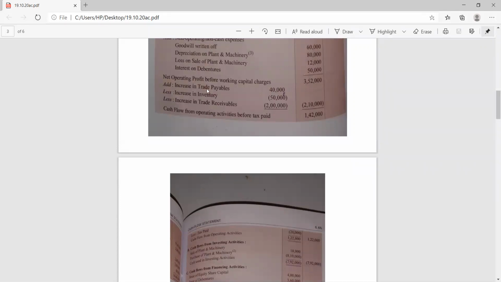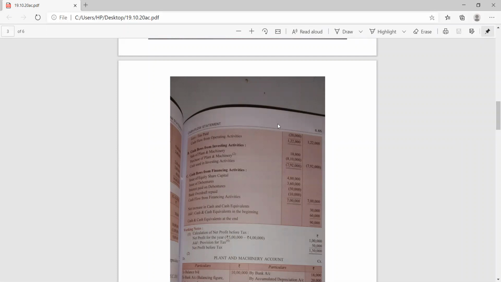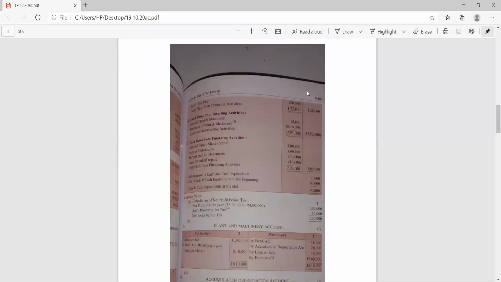After that, increase in trade payables, increase in inventory, whatever working capital changes take place, you have to work on that. Cash flow from operating activity before tax paid is with you. Now deduct the tax as I discussed earlier and you will get the cash from operating activity. Now cash flow from investing activity. Sale of plant and machinery is to be shown here. Purchase of plant and machinery is shown, and cash used in investing activity you will get by balancing it.